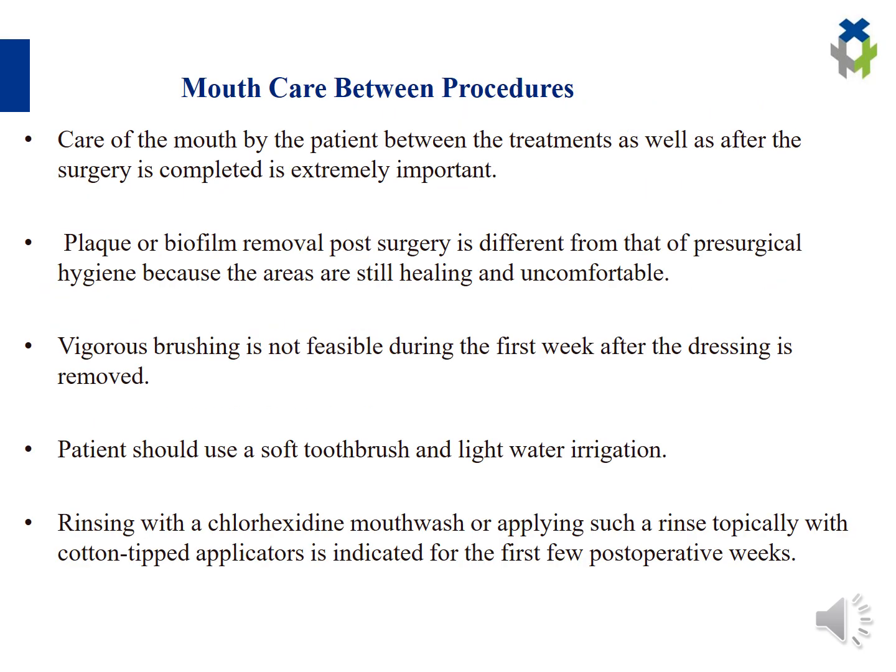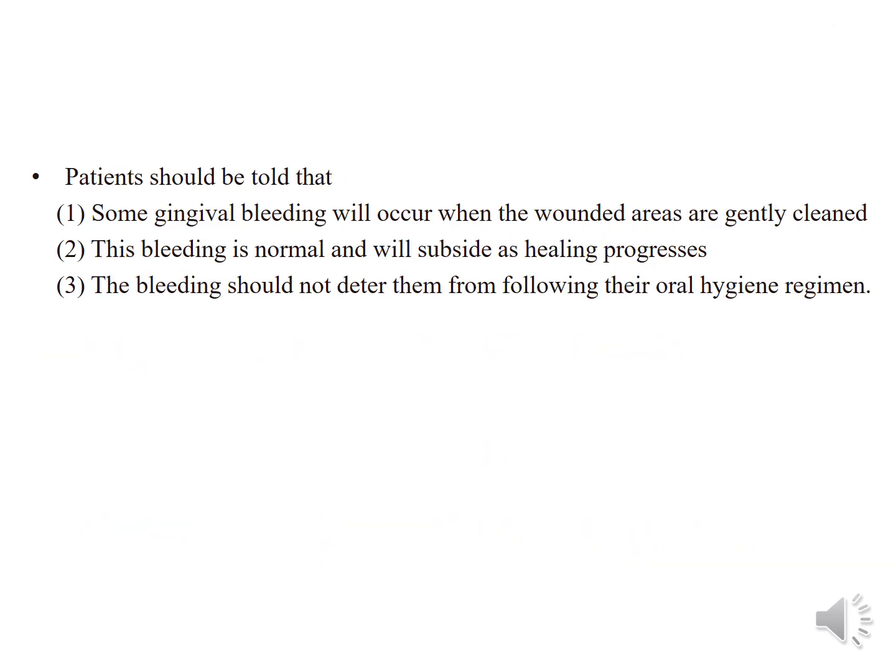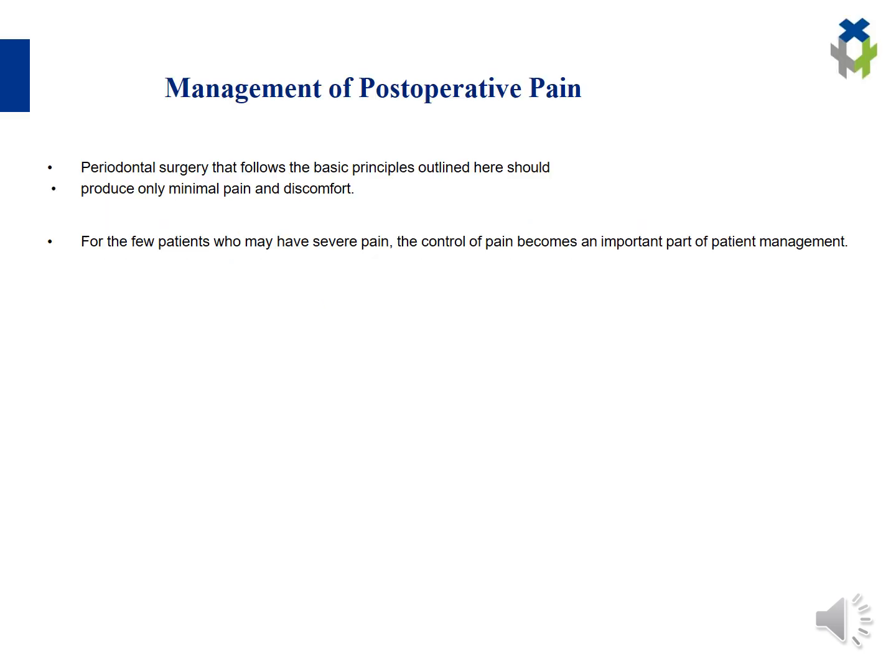Some of the mouth care the patient can do between treatments and after surgery: the patient should use a soft brush and light water irrigation. Vigorous brushing is not advisable for the first few weeks. Rinsing with chlorhexidine mouthwash or applying it topically with a cotton-tipped applicator is better. The patient should be told that some gingival bleeding will occur. This bleeding is normal and should not deter them from following their oral hygiene.